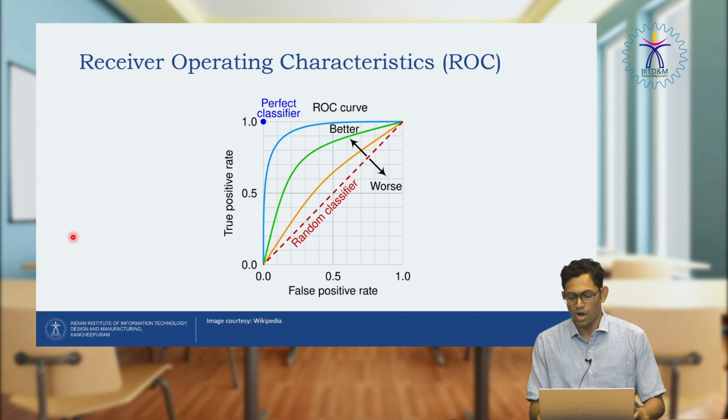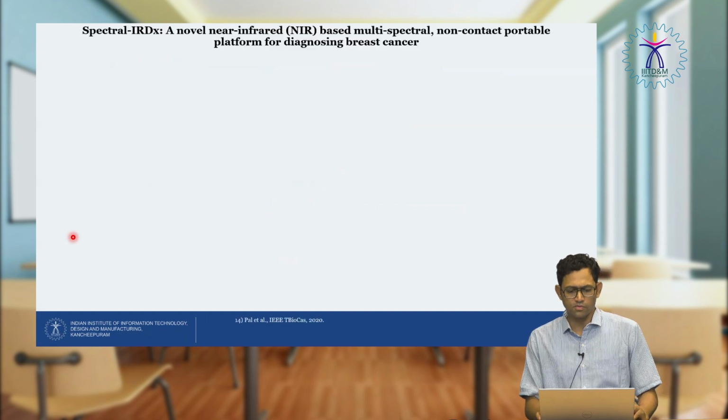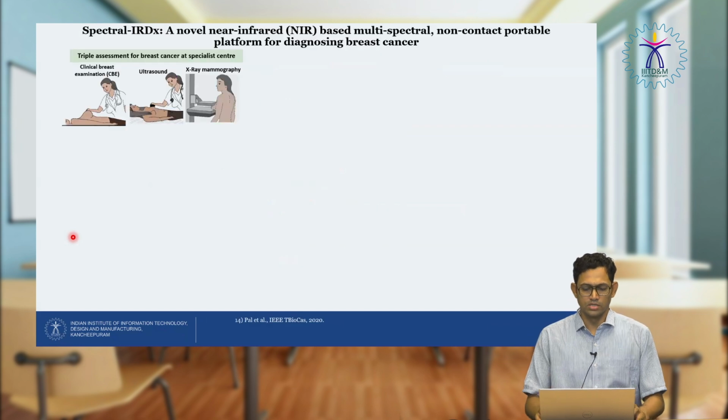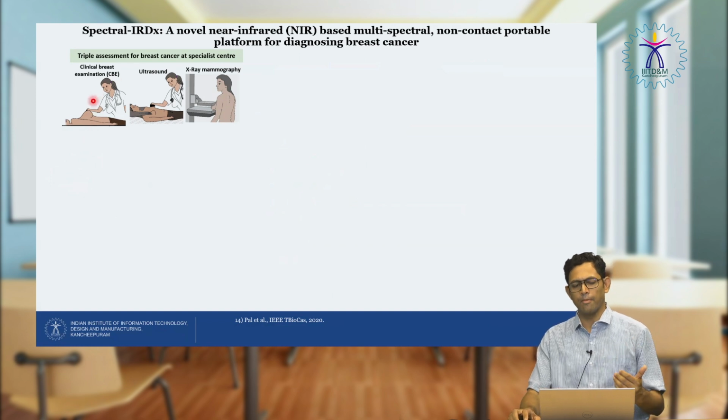So I will show you how we can actually do it in an Excel sheet as well. Right, so let us see one example. This is my own work that we published. For example, if someone wants to go for a breast cancer diagnosis, the first thing that happens is a triple assessment. That is, one first goes to clinical breast examination, then ultrasound and X-ray mammography.